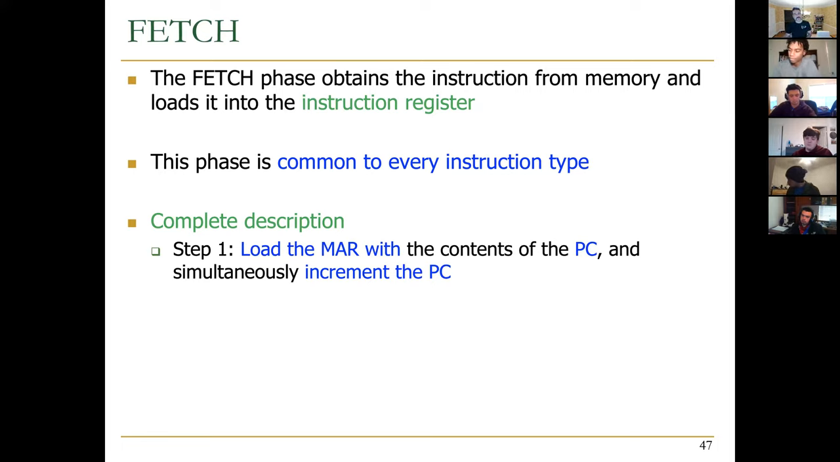The first step, we load the MAR with the content of the PC. If you remember, PC maintains the location of the next memory address that you need to know. We discussed this, and PC would increment one by one. So you need to load the PC into MAR, and at the same time, you need to increment the PC by one. So this is the first step, very simple.